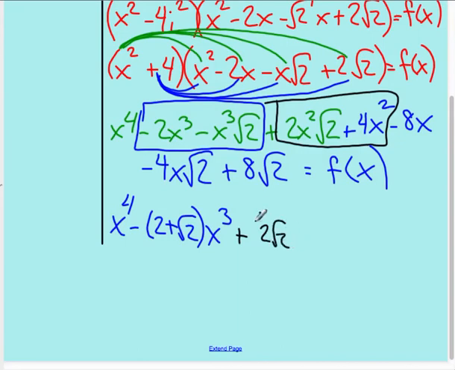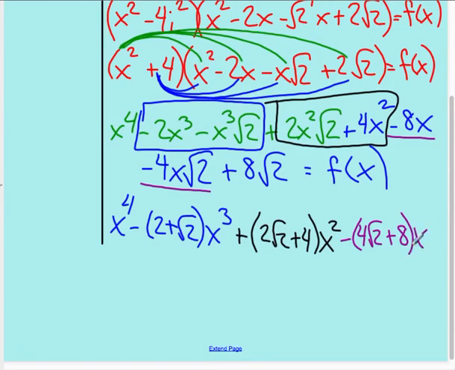2 square root of 2 plus 4 x squared, and then we've got two x terms. They're both negative, so again I'm going to factor out a negative. So we've got negative 4 square root of 2 plus 8x, and finally plus 8 square root of 2 equals f of x. Lots of fun once we get working with those radicals. Again, if you left it in this form, I would be okay with that. It's not any more difficult to read than this one.